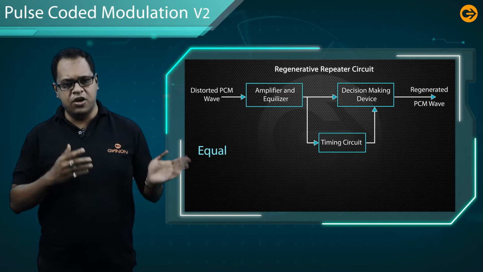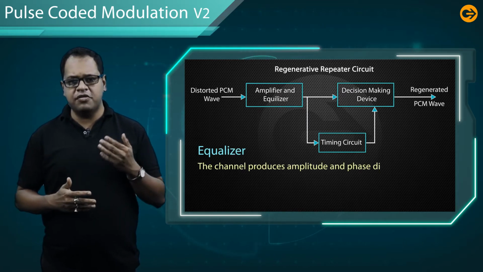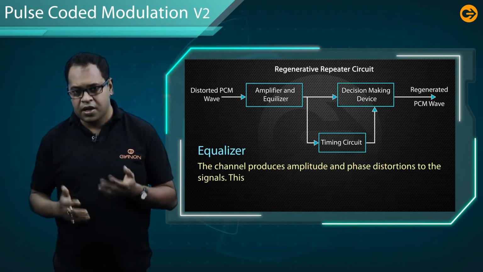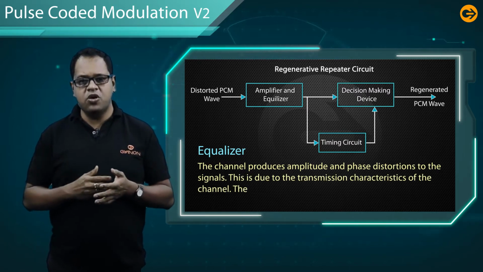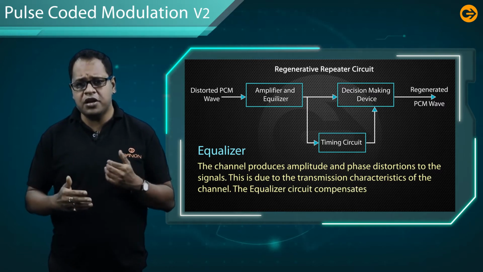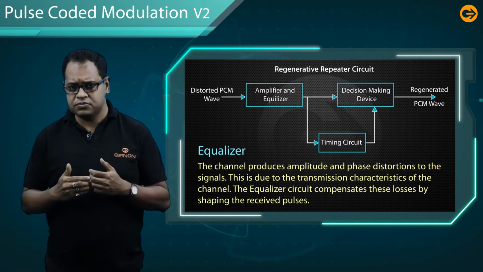First is the equalizer. The channel produces amplitude and phase distortion to the signals. This is due to the transmission characteristics of the channel. The equalizer circuit compensates for these losses by shaping the received pulses.